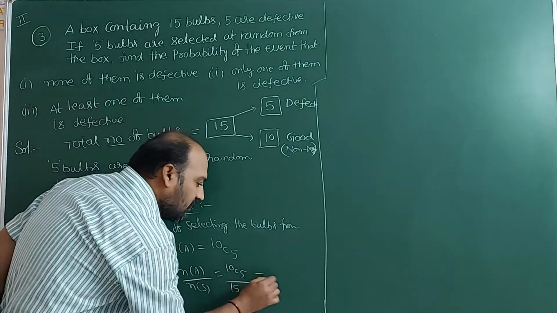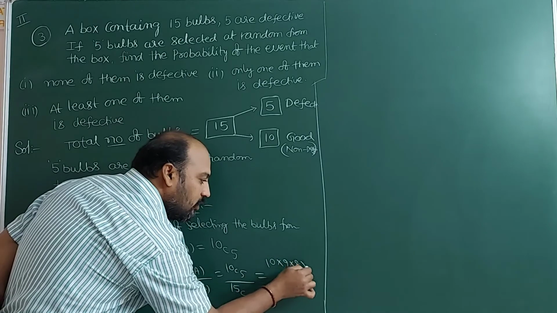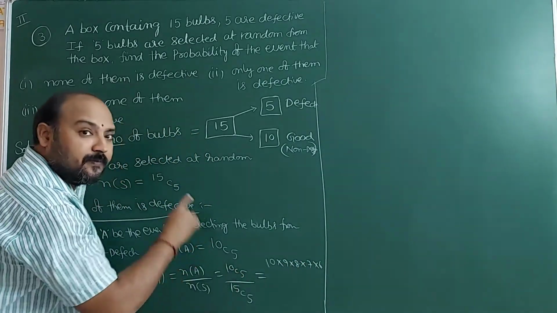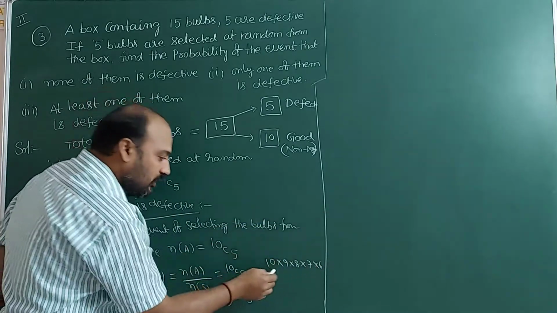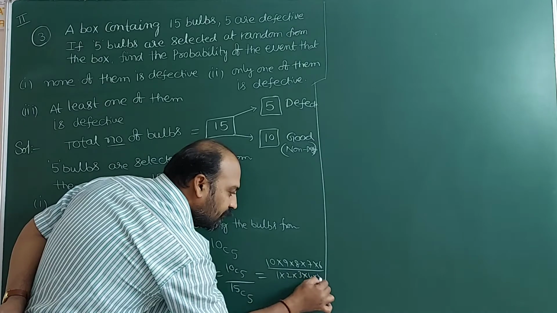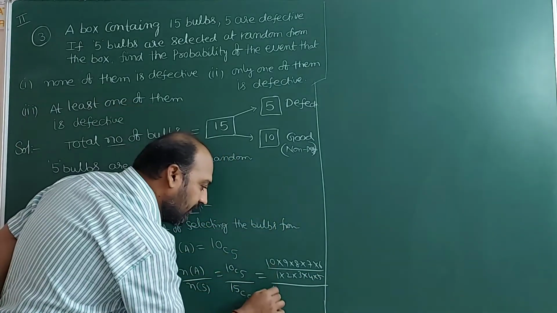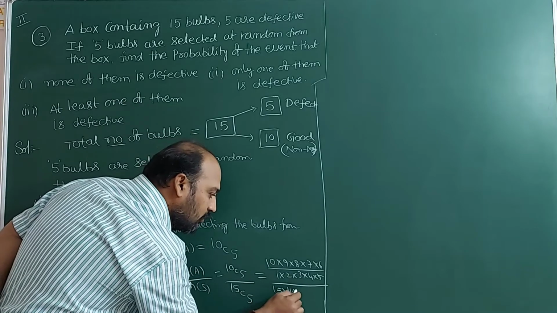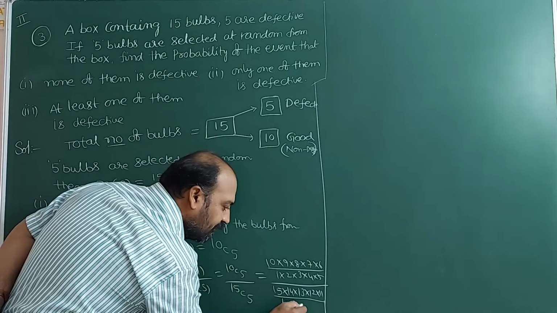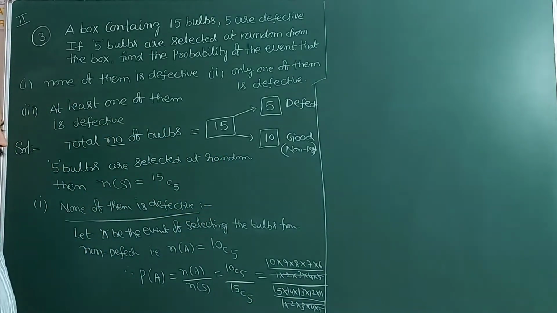10C5 we can calculate this way: 10 into 9 into 8 into 7 into 6 by 1, 2, 3, 4, 5. Here 5 is there, so from 10 we write 5 values in decreasing order. Whole divided by 15C5: from 15, 5 numbers in decreasing order, 15 into 14 into 13 into 12 into 11 by 1, 2, 3, 4, 5. So 1, 2, 3, 4, 5 get cancelled.